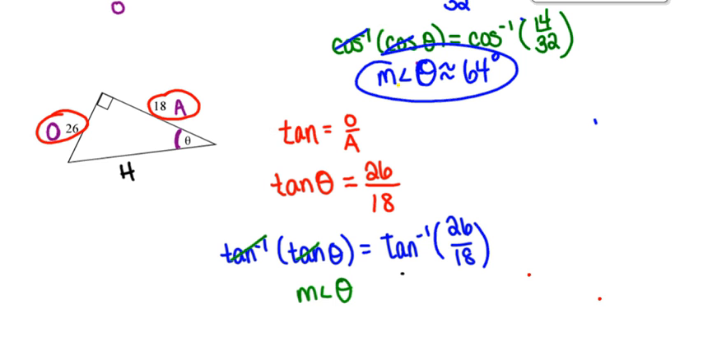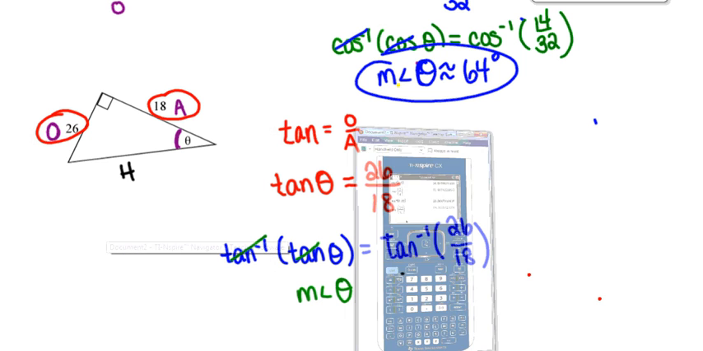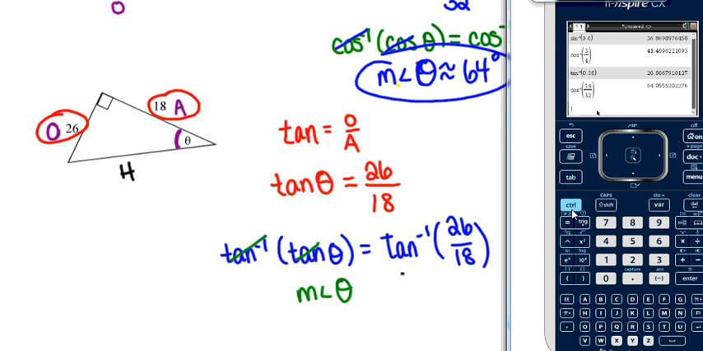And now I'm going to get my calculator out to evaluate inverse tangent of 26 over 18. So when I go ahead and do as specified in the directions and round to the nearest degree, I find that the measure of that angle theta is approximately 55 degrees.